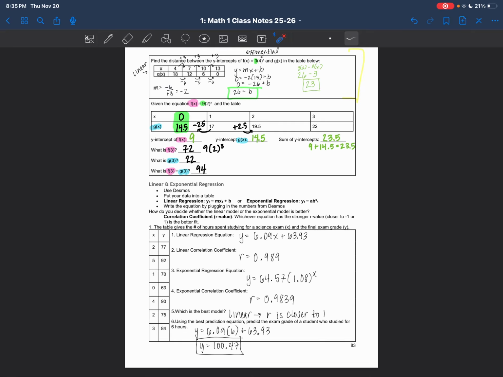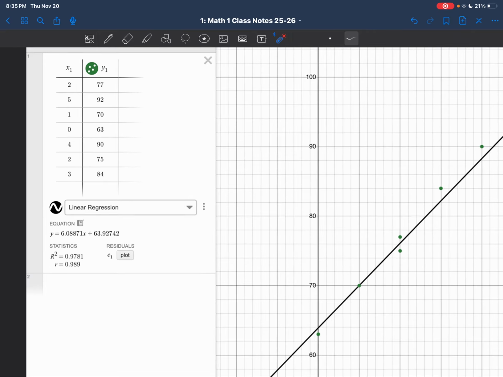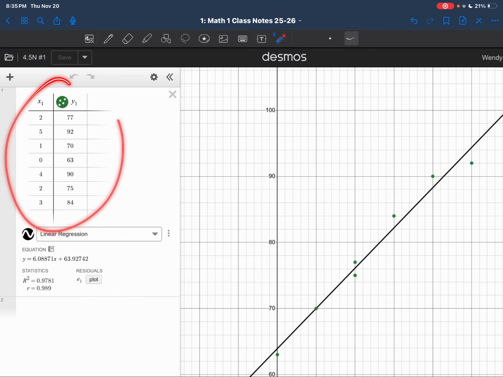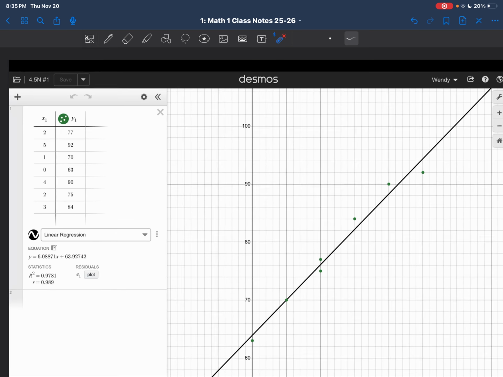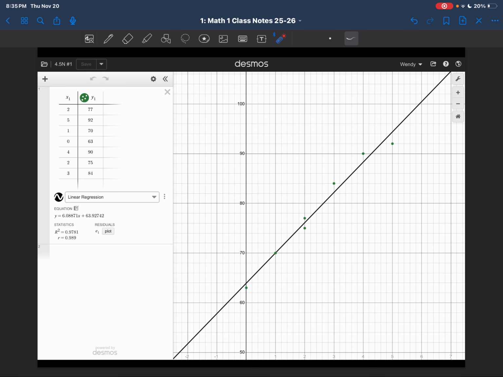So just as a reminder, and here's some of the work, but you can type this in. When you type in your points on Desmos, make sure you go, there's a little line with some points up here. Click on that and you're going to do linear regression. And this is where we got our equation and we got our R value. And if you look, those points are pretty close to the line.